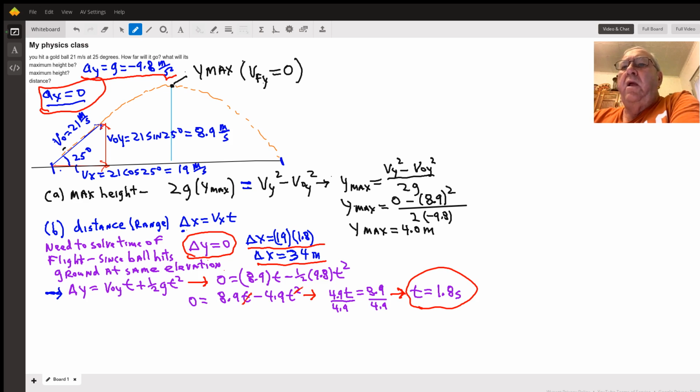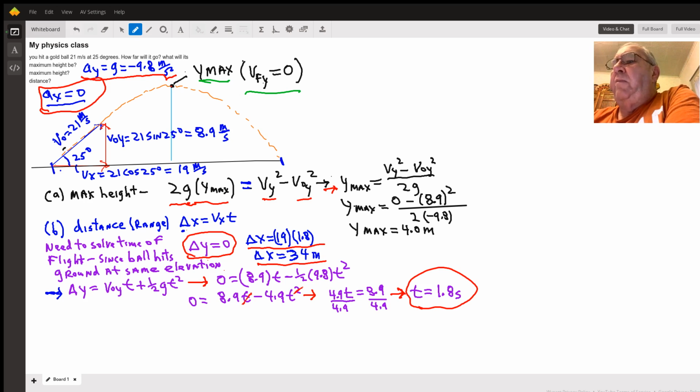2 times your change in displacement times the acceleration, which in this case would be little g, is equal to my final velocity squared in the y direction minus my starting velocity squared in the y direction. I come over here and I solve for y max, and y max is that point where I'm going to be at my high point. What's important about y max is that at y max, your final velocity in the y direction will be equal to 0. And that's a key point.